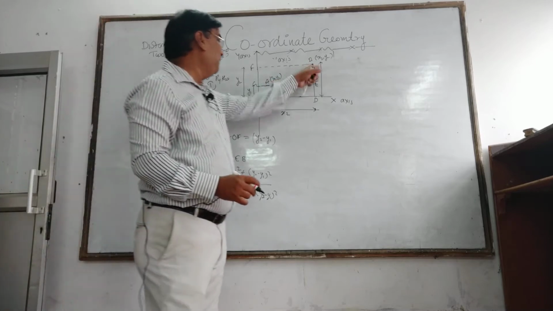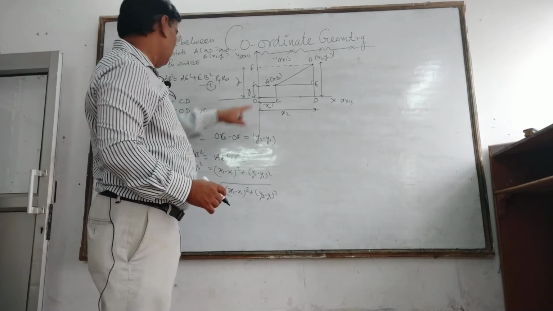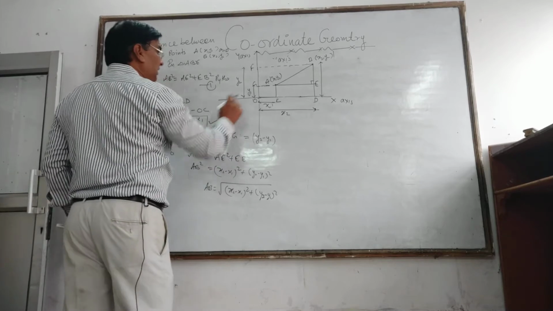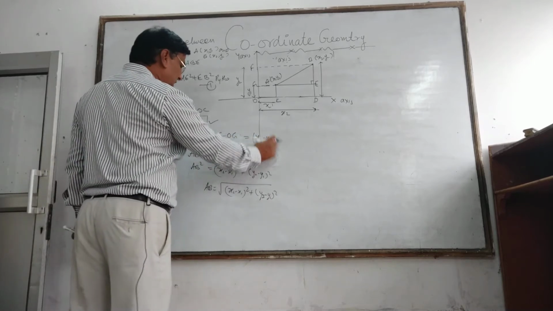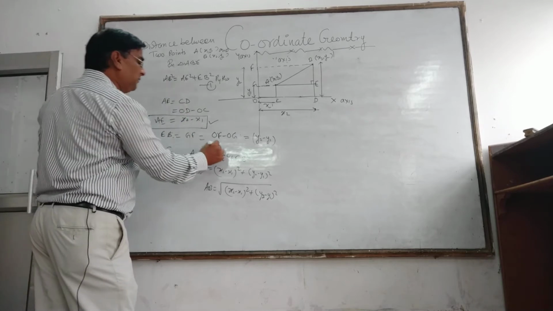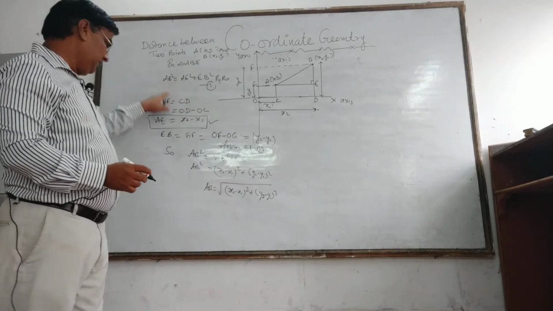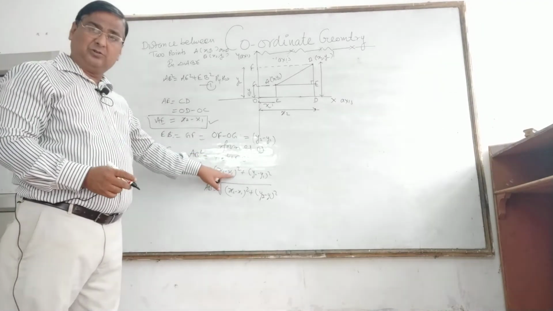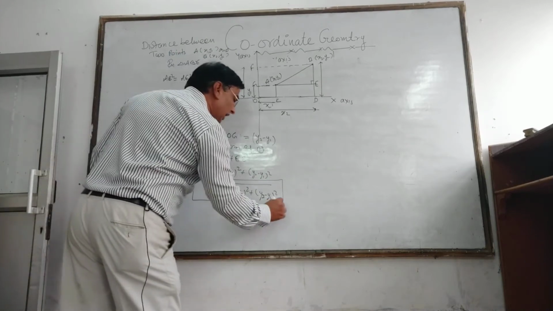Now look here about EB. EB is equal to GF. You can write here OF minus OG, that is y2 minus y1. So now, in triangle AB from equation 1, what is given in equation 1? AB square is equal to AE square plus EB square. So AB square is (x2 minus x1) whole square plus (y2 minus y1) whole square. This will be the distance between 2 points.